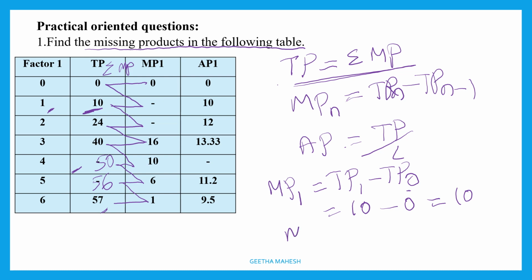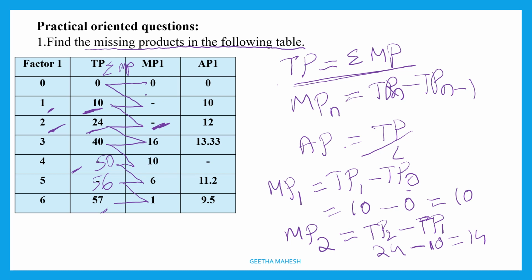And if you want to find the marginal product of the second unit, then you can write MP2 equals TP2 minus TP1. So, what is TP2? The total product for the second labor or second factor is 24, minus the first factor. The total product of the first factor is 10. So, this equals 14.